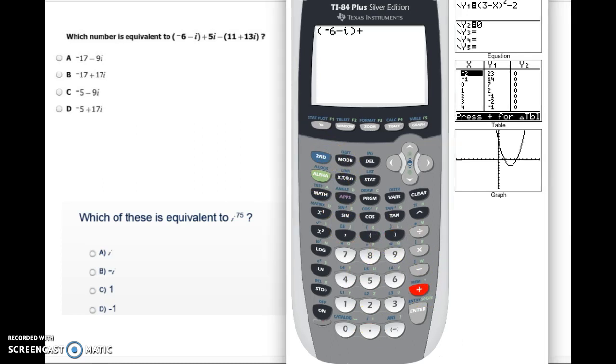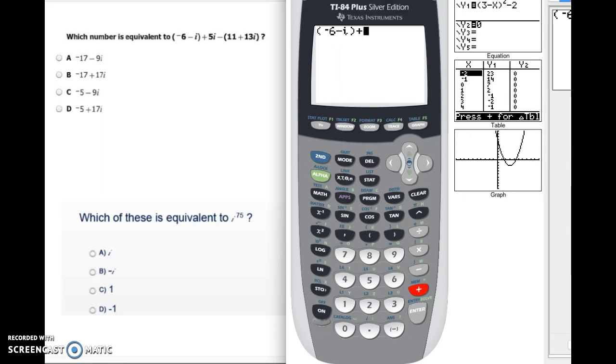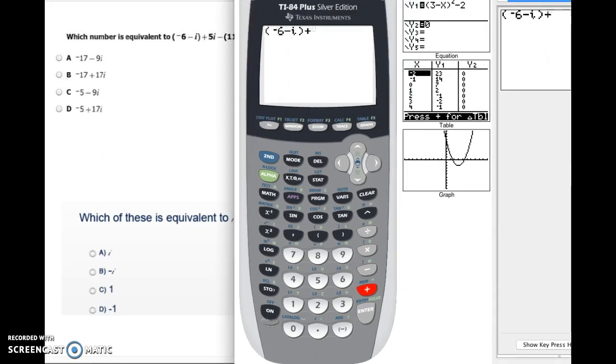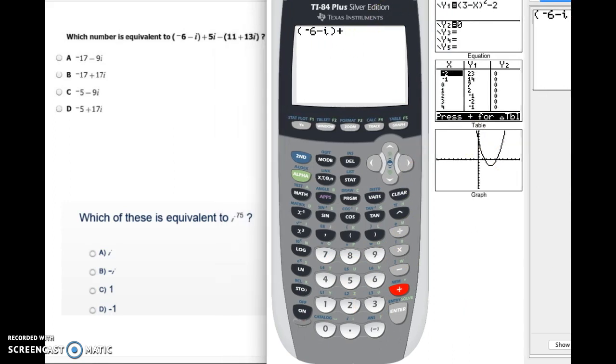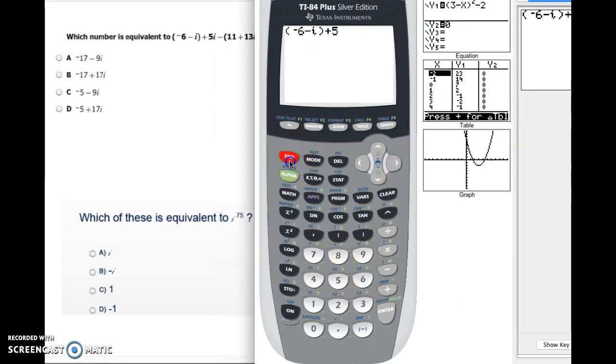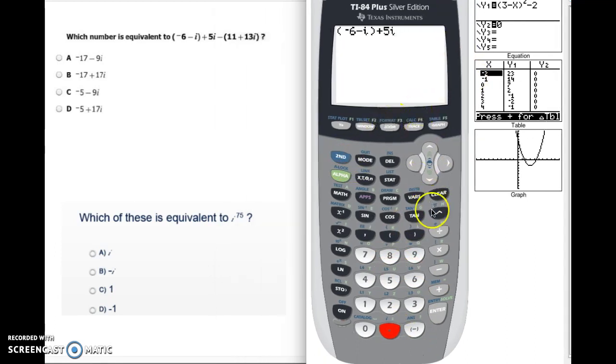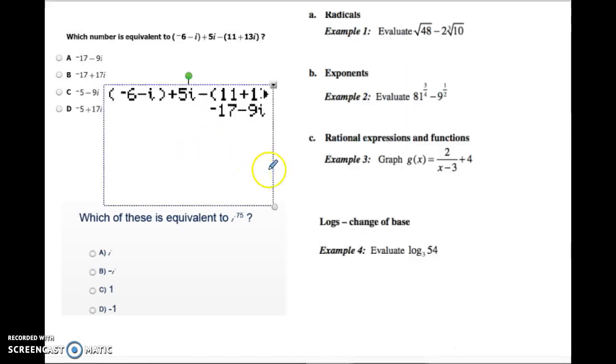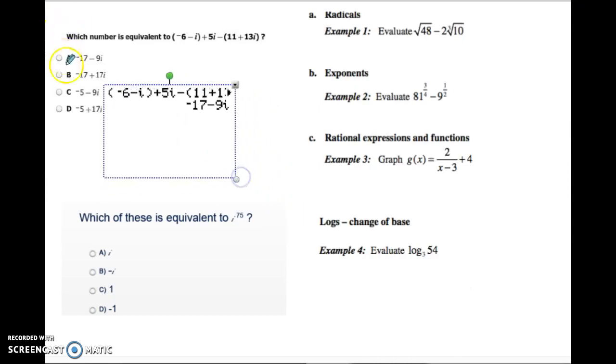All right, plus 5i. And then minus 11 plus 13i. And as long as you're careful with your parentheses, we're done. A negative 17 minus 9i, and that's our answer right here, which is the first one.